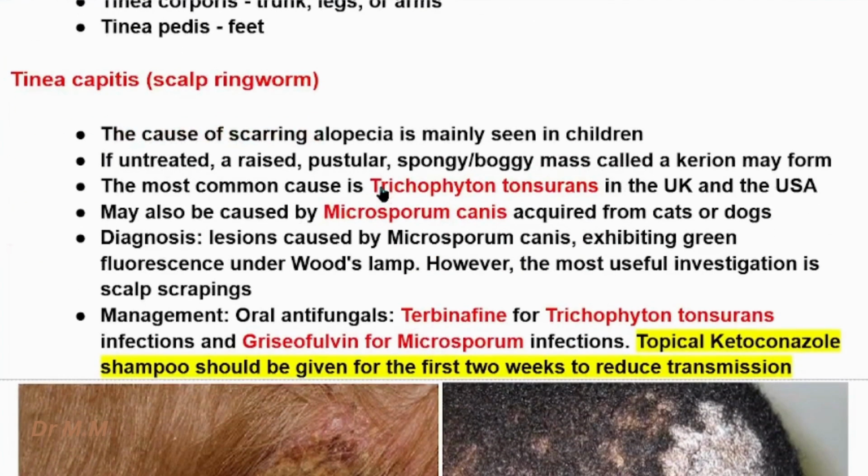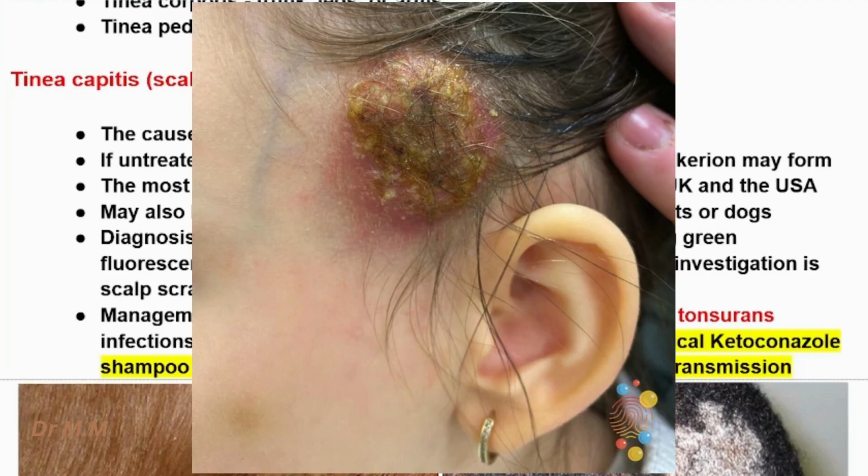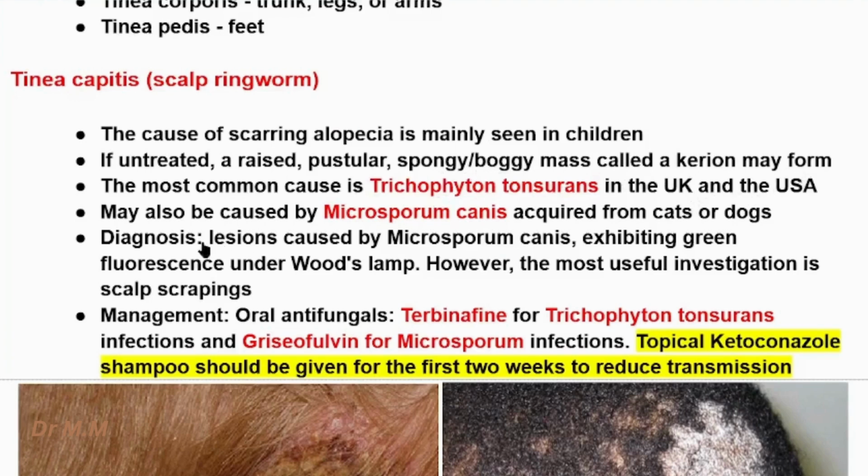Tinea Capitis or scalp ringworm is the cause of scarring alopecia and is mainly seen in children. If untreated, a raised pustular spongy or bulgy mass called a kerion may form. The most common cause is Trichophyton tonsurans in the UK and the USA. It may also be caused by Microsporum canis acquired from cats or dogs.